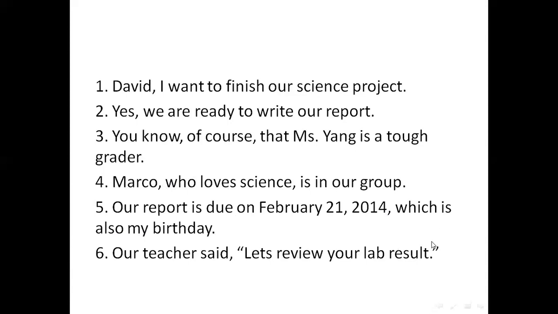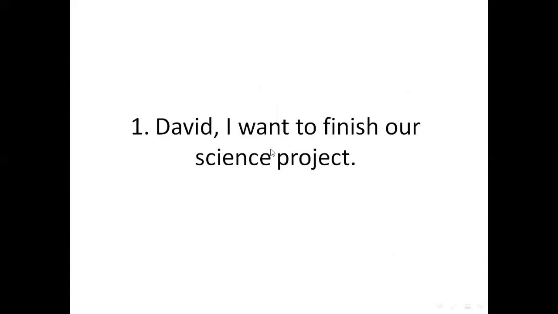Okay, now let's talk about the sentences individually. Now, the first one, David, I want to finish our science project. The sentence is: I want to finish our science project. But this one is called direct address. Direct address happens when, for example, you call someone's name, you talk to your partner next to you, you say to him, Talal, I want to, for example, use your book. Ahmed, can you give me your pen? So you have to add a comma after Talal or Ahmed, and this is called direct address.